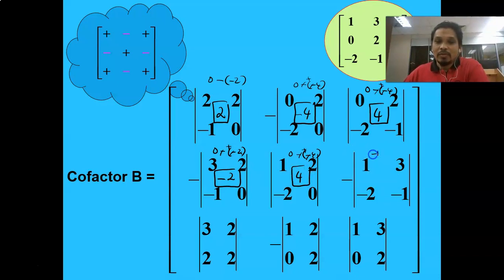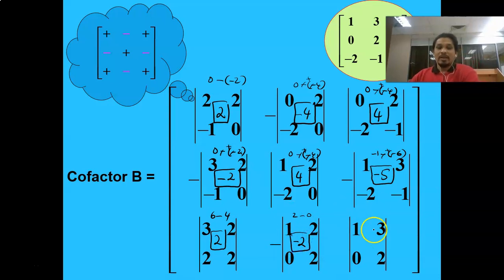1 times negative 1 equal to negative 1, minus 3 times negative 2 equal to negative 6. So positive here, negative 1 plus 6 equal to 5, and negative here, so then negative 5. Okay, so 3 times 2 equal to 6, minus 2 times 2 equal to 4. 6 minus 4 equal to 2. 1 times 2 equal to 2 minus 0, then 2 with negative here, so then negative 2. Okay. Then next, 1 times 2 equal to 2, minus 3 times 0 equal to 0. So we got 2 here.